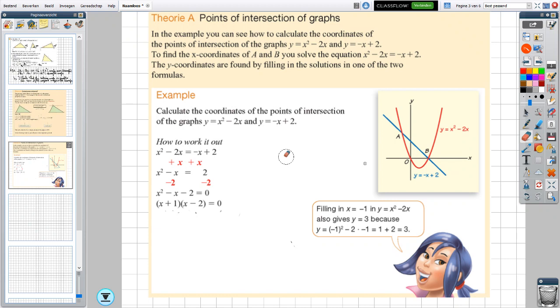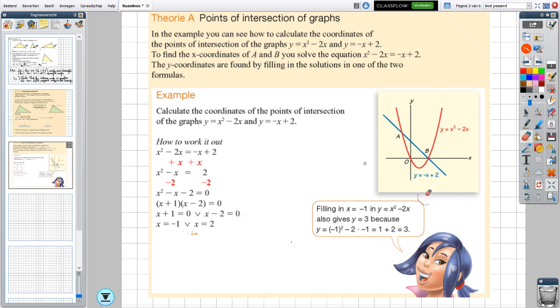I have to use the product sum method to solve this. How do I do that? Well, I have to find two numbers which added are minus 1 and multiplied are minus 2. 1 times minus 2 is minus 2. 1 plus minus 2 is minus 1. Now solve for x, so now you can say this thing is 0 or that thing is 0, right? And then we find x is either going to be minus 1 or x is going to be 2.